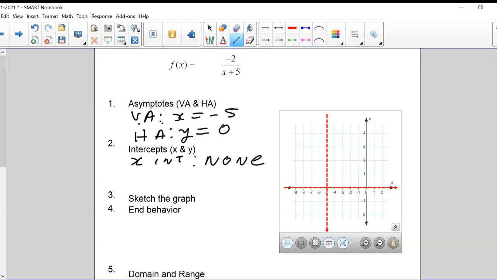Okay? How about the y-intercept? Where do you think the y-intercept is? At minus 2 over 5. Thank you very much.